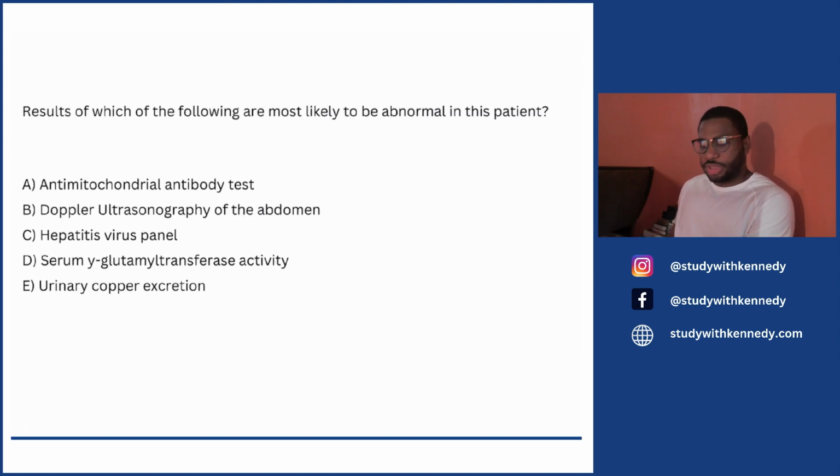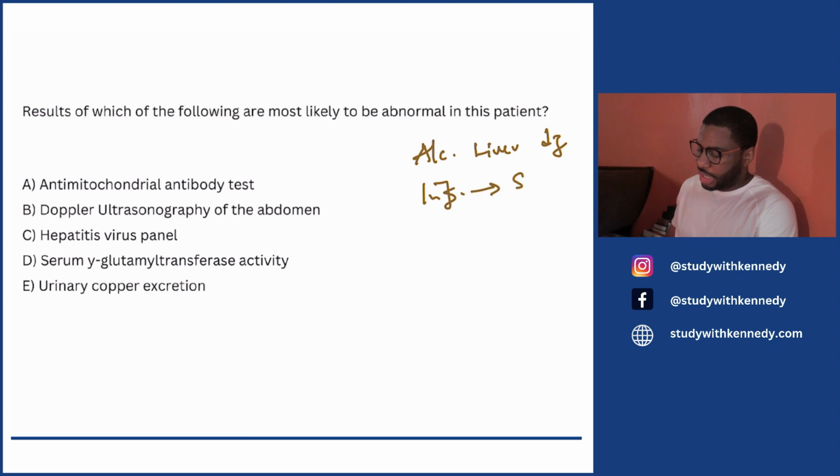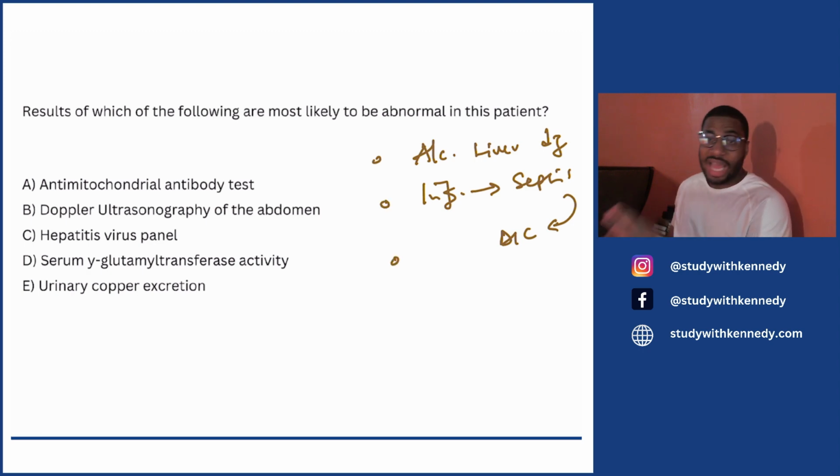When you go to the options now, results of which of the following are most likely to be abnormal in this patient? If we go right off our interpretation, we came up with two things. We said this patient has alcoholic liver disease or some form of infection that potentially has led to sepsis and DIC. We got all this right off the labs alone.